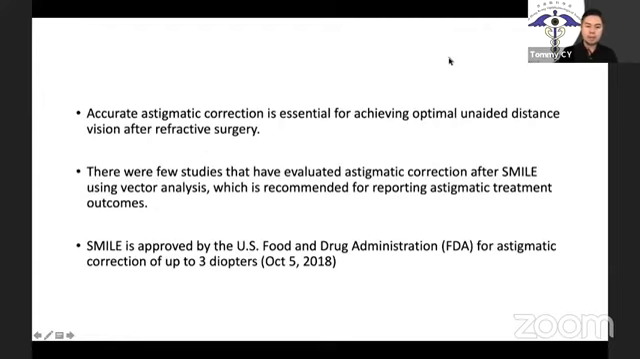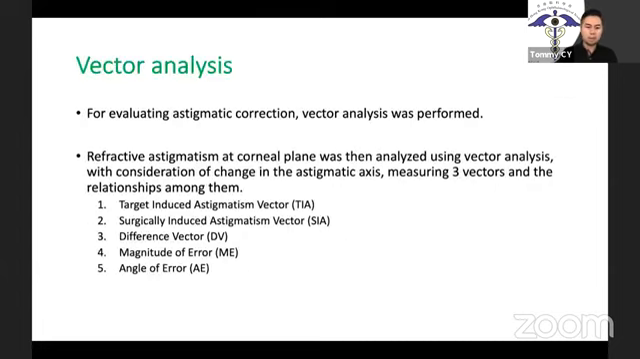Accurate astigmatic correction is essential for achieving optimal unaided vision after the surgery. There are few studies that actually evaluate astigmatic correction after SMILE using vector analysis, which is recommended for reporting astigmatic outcome. For information, SMILE has been approved by the FDA in the US for astigmatic correction up to 3 diopters since 2018. So we use vector analysis to evaluate astigmatic corrections.